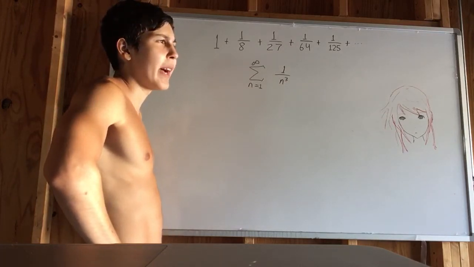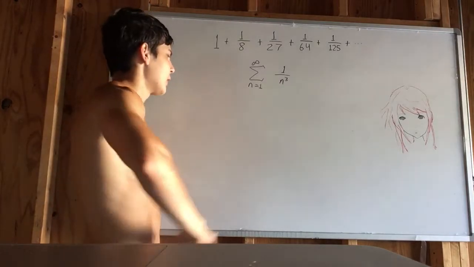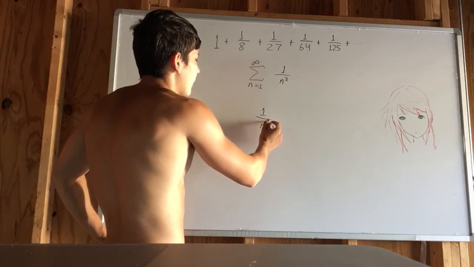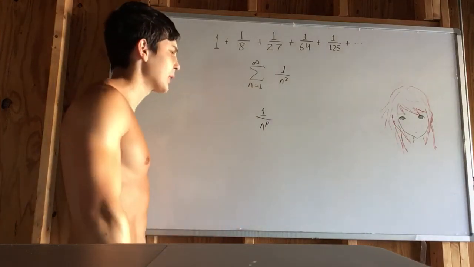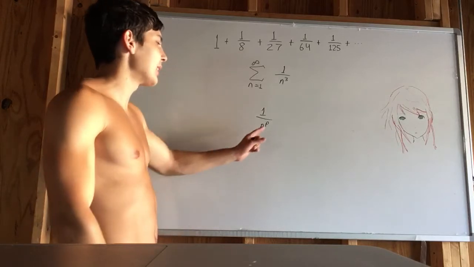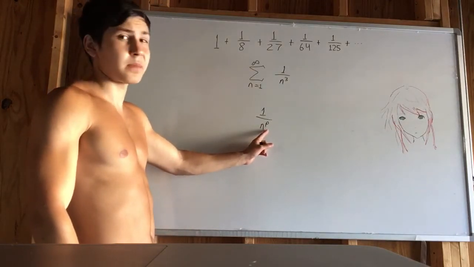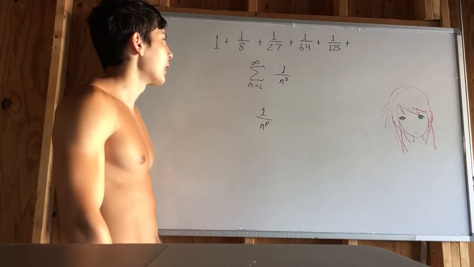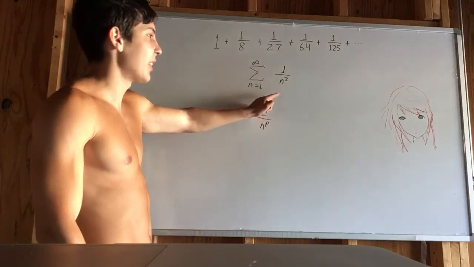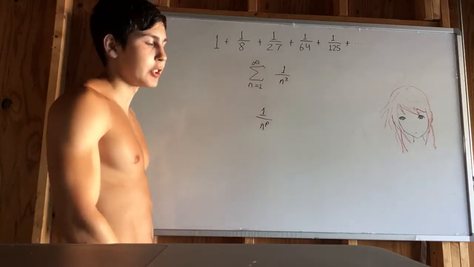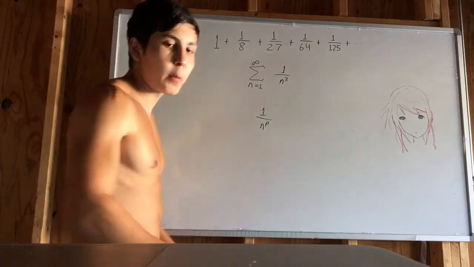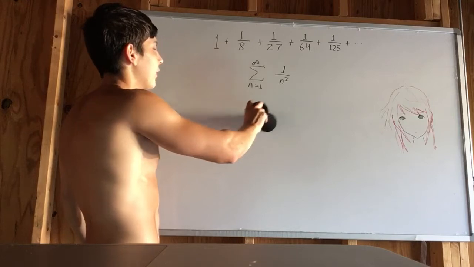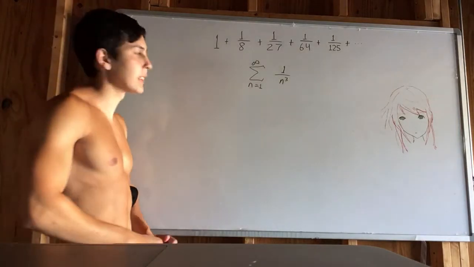And if you know about p-series, where you have 1 over n to some power, to some exponent, you know that as long as p is greater than 1, this is going to converge. So we already know, if we know about p-series, that this is going to converge. But we are in this integral section of the book, so we have to do the integral test.